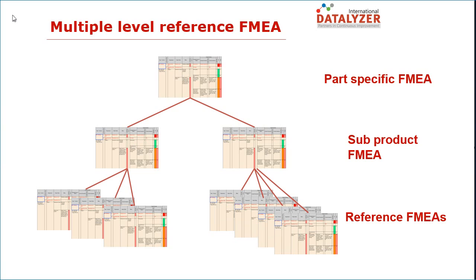DataLyzer supports multiple levels of adoption. You can, for example, make a subassembly FMEA where reference FMEAs are adopted, and in a specific customer FMEA, you can adopt the subassemblies. The FMEA shown will show the two highest levels of adoption.